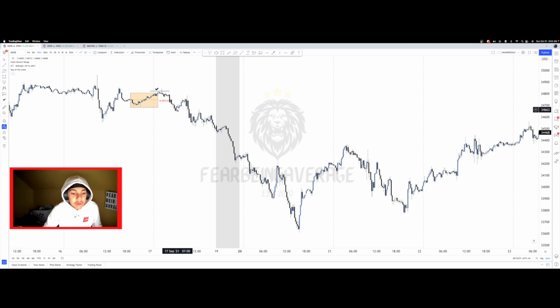Then around 7 in the morning, pre-New York session, price started retracing. So what are we gonna do? We simply would have pulled our fib from that London high, pulled it to the New York low, and okay, we see where the fib settings is.